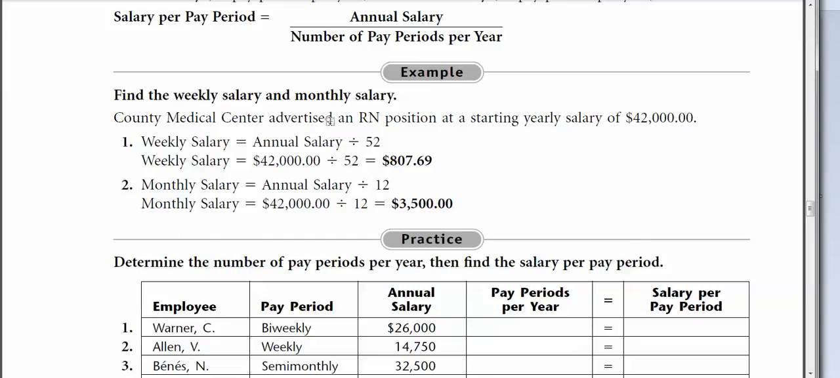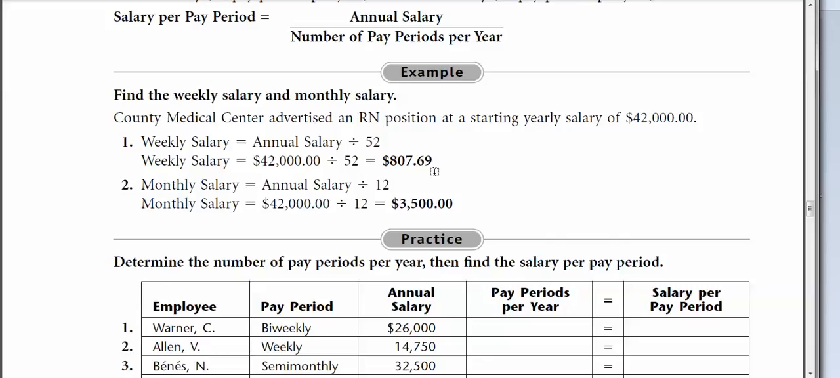But let's look at our first example here. Find the weekly and monthly salary. So the county medical center advertised an RN position at a starting yearly salary of $42,000. Okay, the weekly salary is the annual salary divided by the 52 weeks. So if he made $42,000, you take the $42,000 and divide it by 52, and that's going to give you $807.69. So you just divide them, right? Your total salary divided by the amount of pay periods. The second one asks for a monthly salary. So if you're paid per month, you divide that by 12. So you're either going to get $3,500 a month, or every single week you get the $807.69.